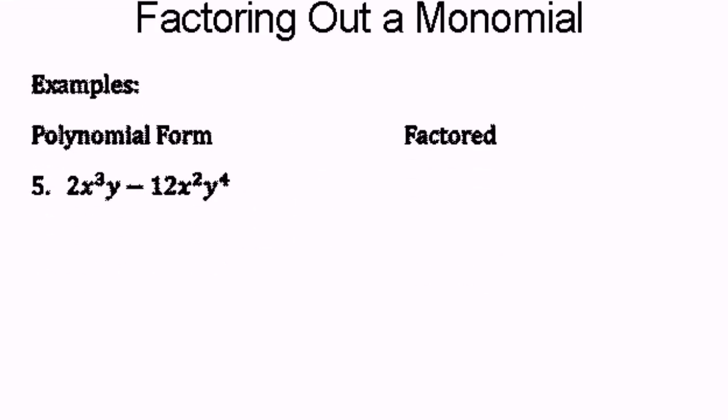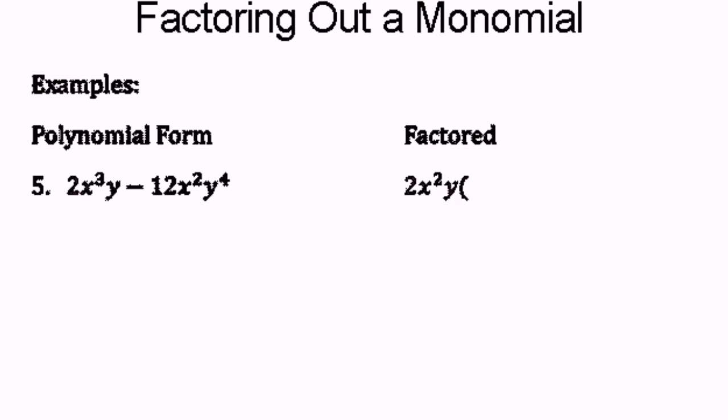Fifth example, 2x cubed y minus 12x squared y to the fourth. Let's start with the constant. 2 and 12. What is the GCF of 2 and 12? 2, correct. So we have two variables, x and y. X cubed and x squared, we have x squared. Y and y to the fourth, we have y. So therefore, we need to divide each term by 2x squared y as our common monomial factor.